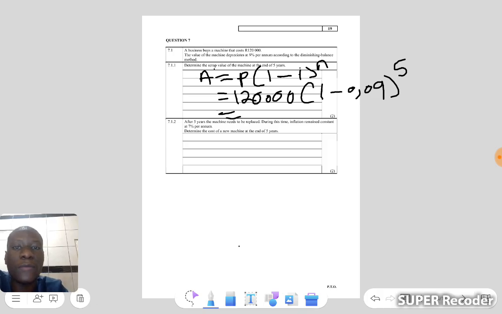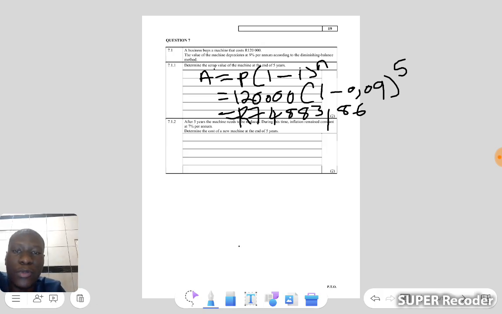So the answer to that first question will be 120,000 times (1 minus 0.09) to the power of 5, like that. I got R74,883.86. Remember, don't forget to put R, which stands for rand. We're dealing with money right now. So that's our answer for question 7.1.1.